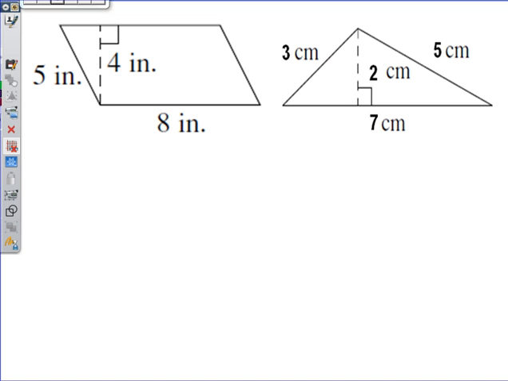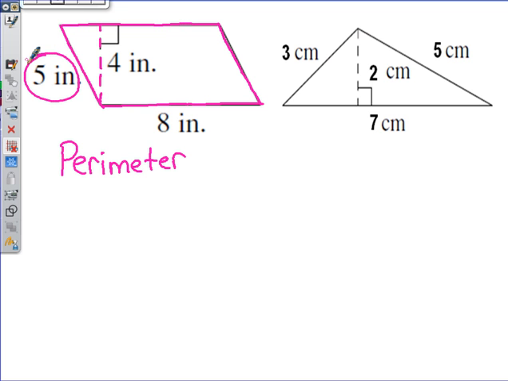So this first shape that we're looking at right here is a parallelogram because it has two sets of parallel lines. We're going to find the perimeter of this parallelogram. Just as a slight review, which you guys should all know, perimeter is the distance around the outside of this figure. So we're talking about this distance. That means this height is not part of our perimeter because that's just finding the height of this figure. We're looking for the length of the sides.